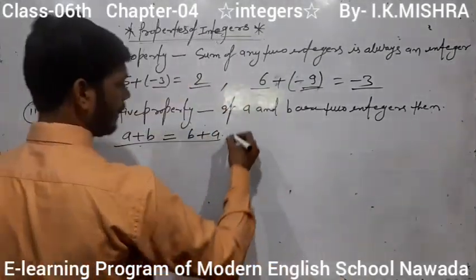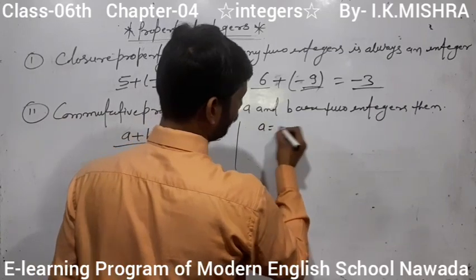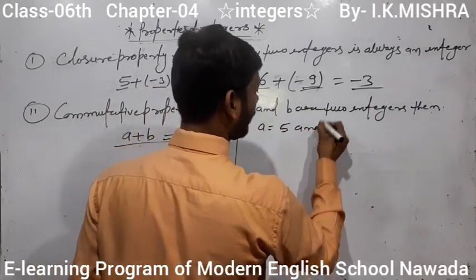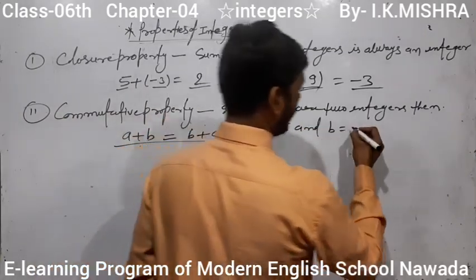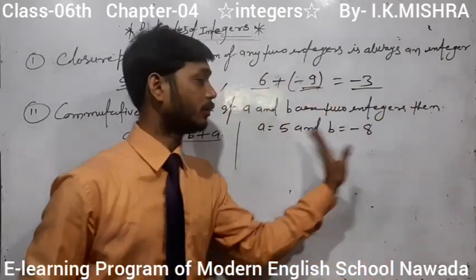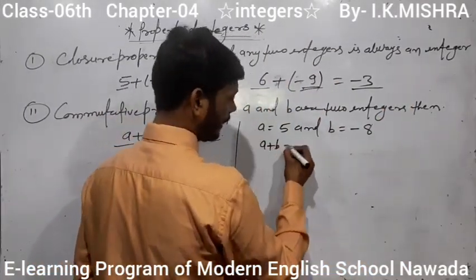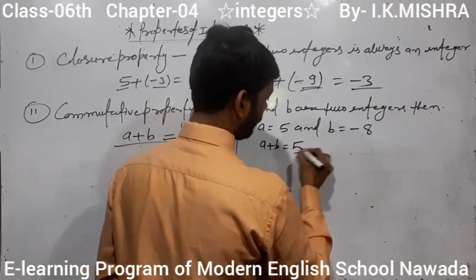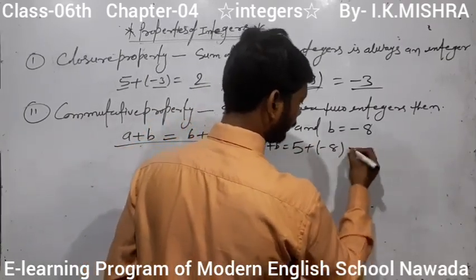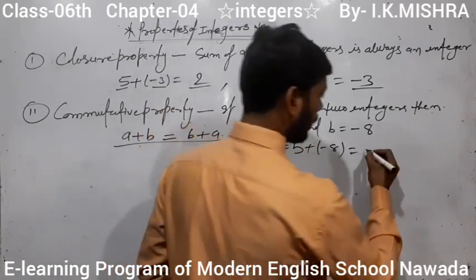Suppose here A equal to 5 and B equal to minus 8. Here two integers are given. Then A plus B equal to 5 plus minus 8. Students, its value is equal to minus 3.